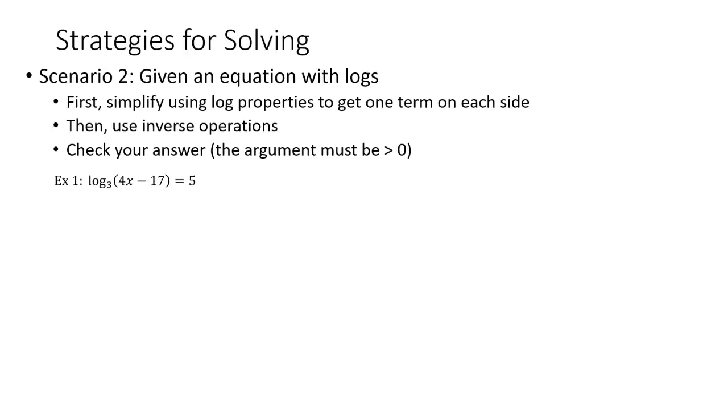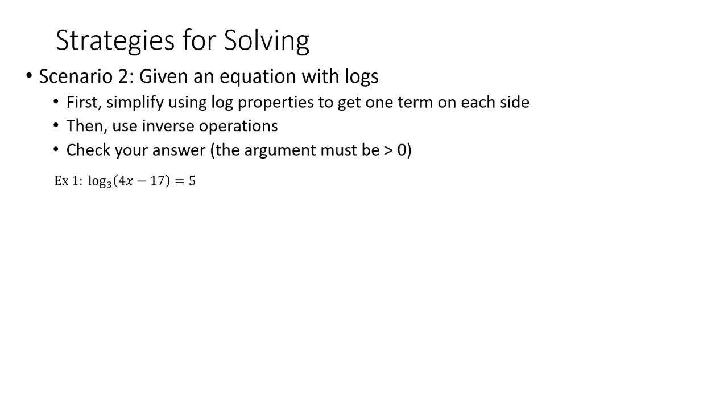The second scenario is when you're given an equation that has logs already in it. So we want to start again by first simplifying until we get one term on each side. And you might need to use those log properties from the previous couple slides to get that to happen. So you might need to use the product property or the quotient property, something like that.